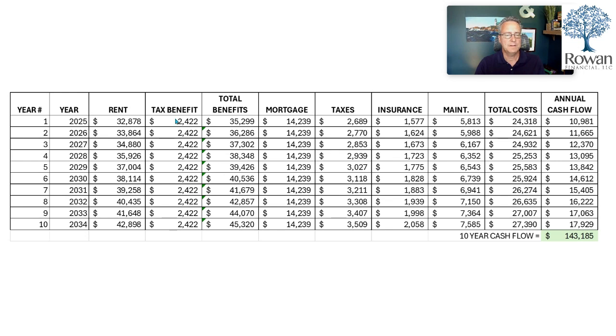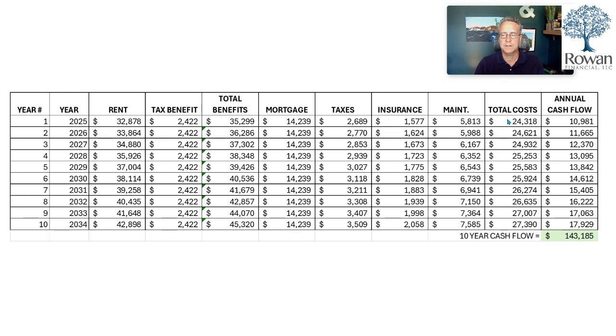The tax benefit is that depreciation factor times your marginal tax benefit or tax bracket, current tax bracket. It is fixed over time over the life of the property. You can do this for 27 and a half years. The total benefits then are rent plus the tax benefit. Then we have our costs, which are the mortgage, annual taxes, insurance, maintenance. The mortgage, great thing about this is it's staying fixed, assuming you don't refi. Taxes, insurance, and maintenance we show increasing with inflation.